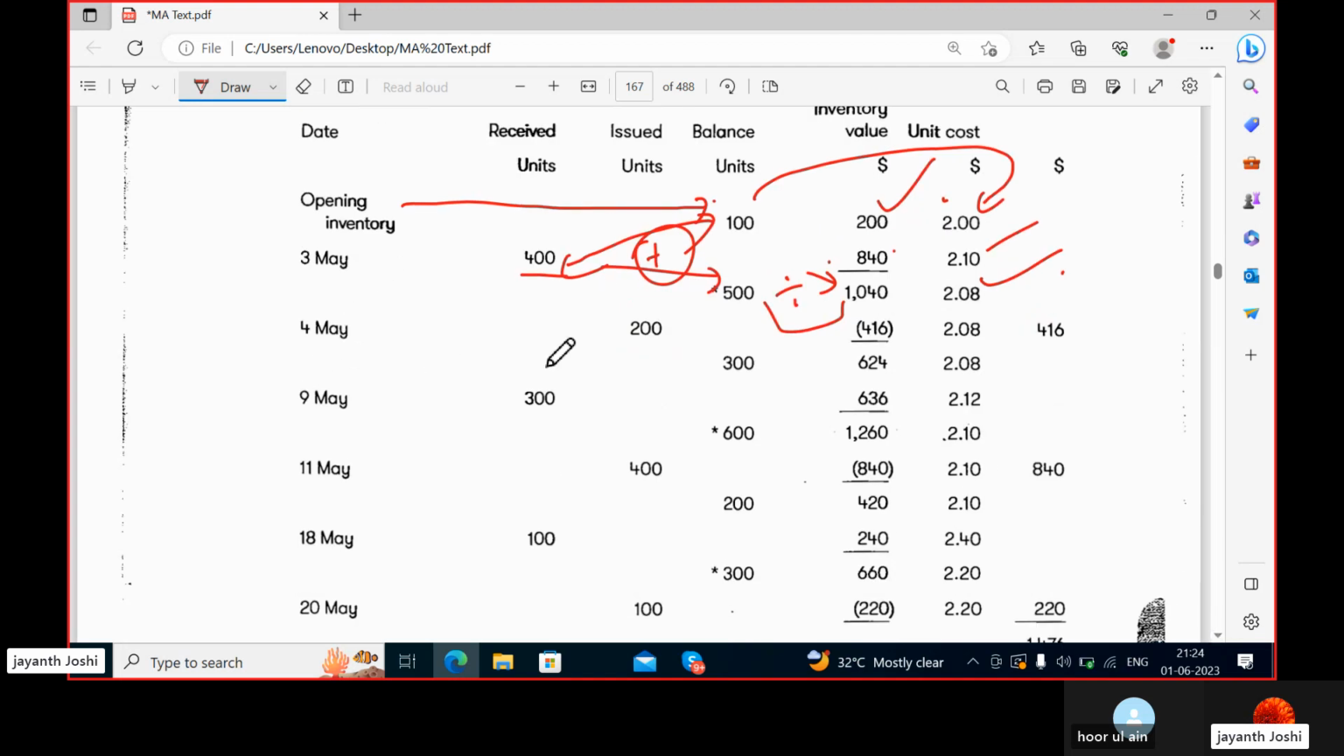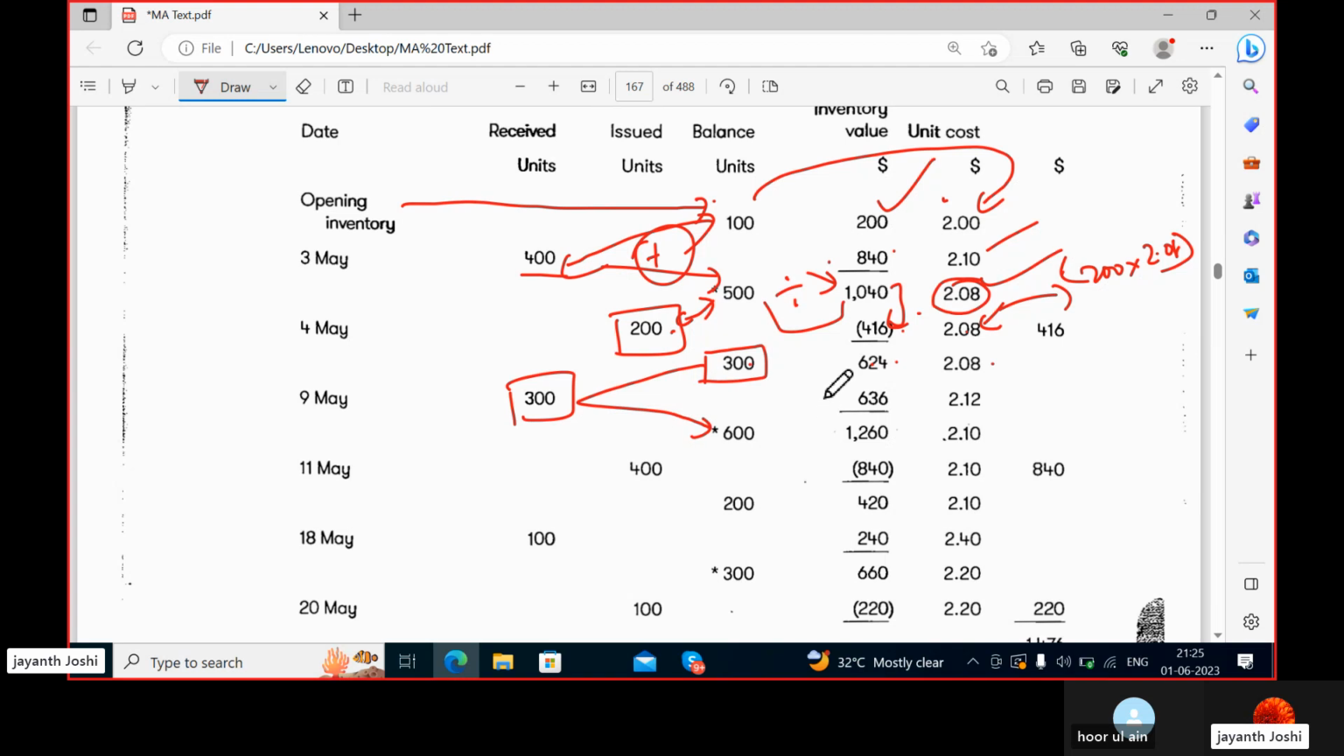Now I have to sell 200. So I will take this average cost, that is 2.08. I took this and 200 into 2.08 is costing me 416. I will directly subtract. I'll get 624. And from 500, if I remove 200, I am having how much inventory? 300. And the cost is 2.08. When I divide this with this, I get 2.08. Again, I have purchased 300 units. So this 300 and 300 gives me 600. And 300 I have bought at the rate of 2.12. This two added up will give me 1260. 1260 by 600 gives me 2.10.